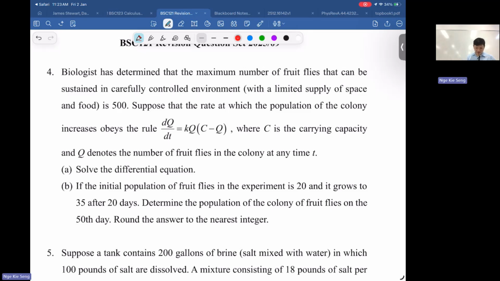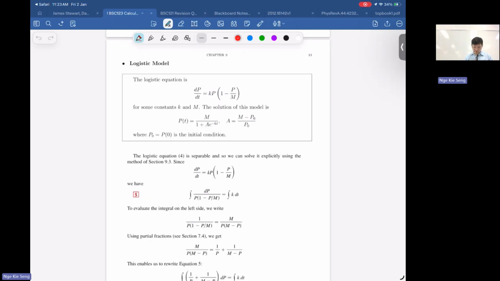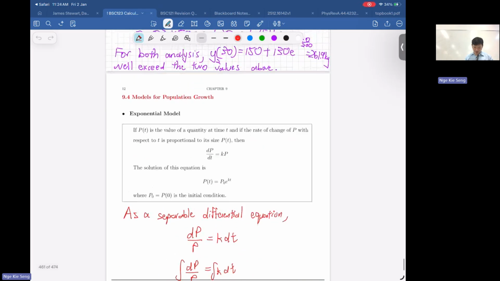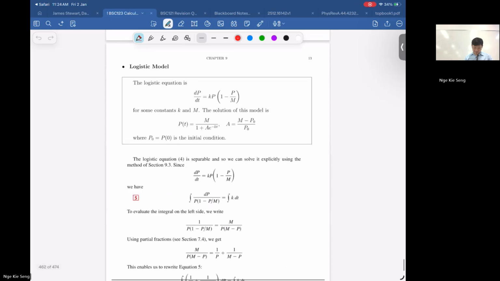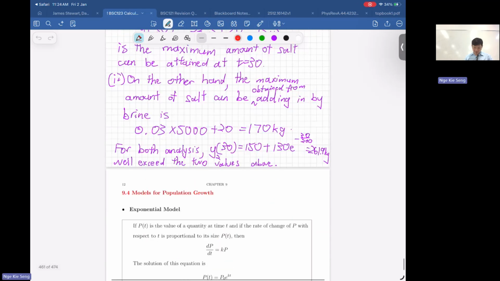So I think C here is 500, right? Because it's the maximum number. Carrying capacity means the maximum number you can get. If we write this down, let me check. Where's the carrying capacity?